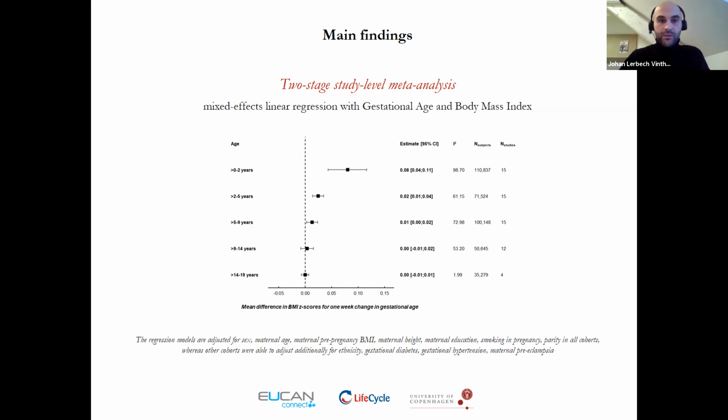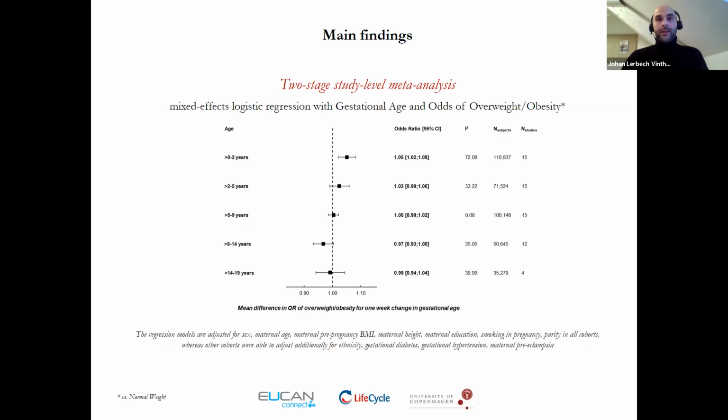This shows the mean difference in BMI z-scores for 1 week change in gestational age. So in the age of 0 to 2 years, having a longer gestational duration is associated with a higher BMI z-score. And these regression models, as said, are adjusted for sex and maternal age, pre-pregnancy BMI, maternal height, maternal education, smoking, and parity in all cohorts. And then other cohorts were able to adjust additionally for ethnicity, gestational diabetes, hypertension, and preeclampsia. So this was for BMI as the outcome.